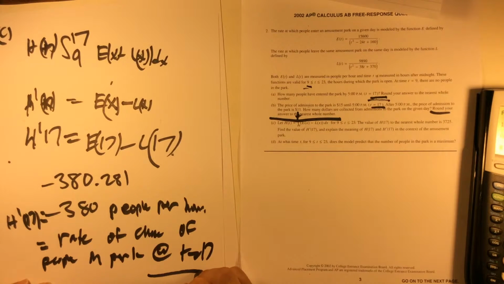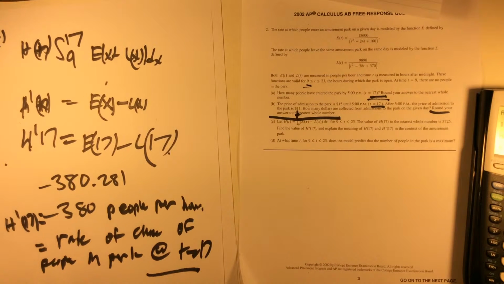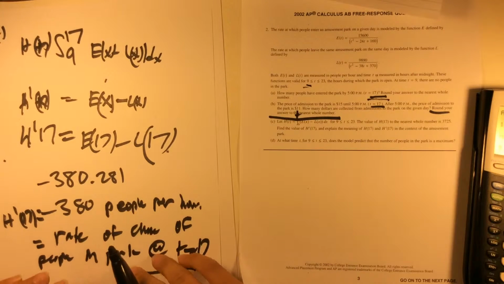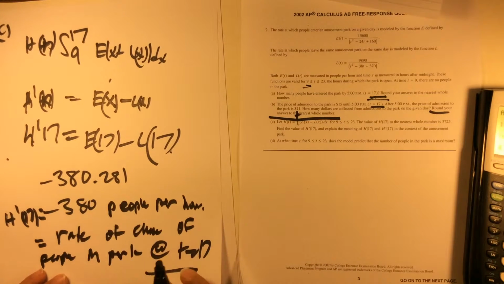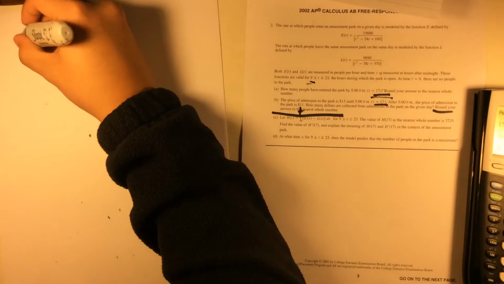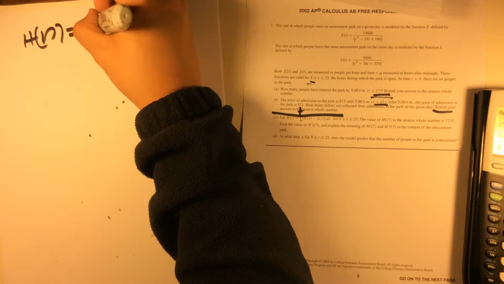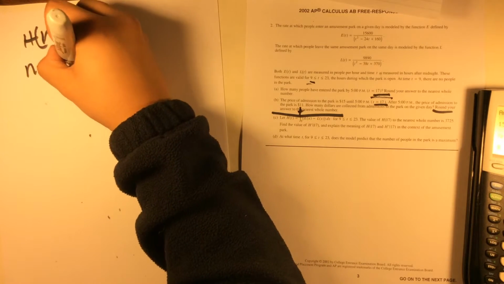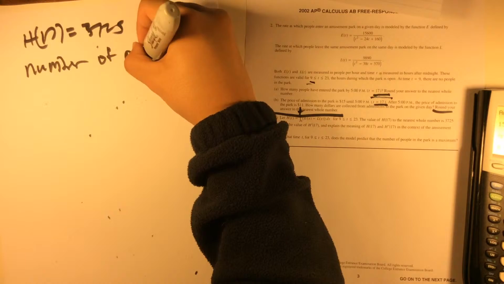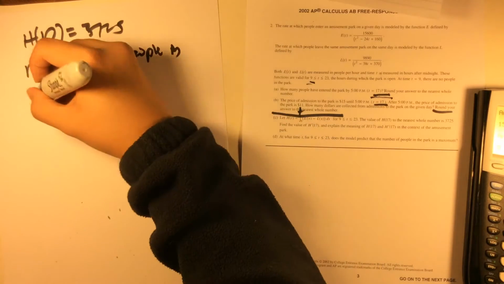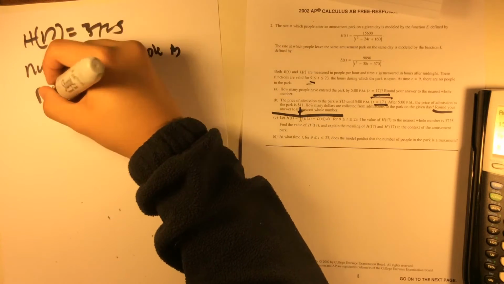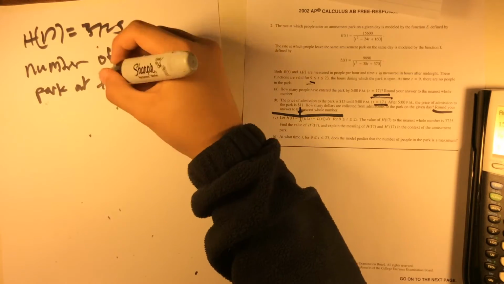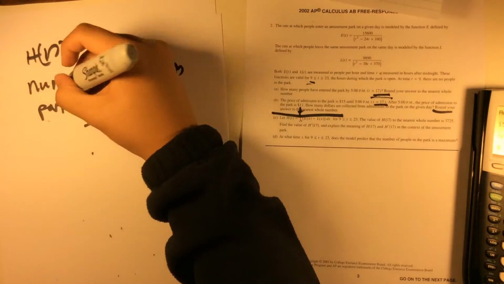This t of 17 is very, very important. This is probably the only tricky part in the question. Referencing t of 17, you will lose a point if you do not reference this one. And this would also get you a point. And H of 17, which equals 3725, you need the meaning of that, which is the number of people in the park at t equals 17, and this is very important. You lose a point if you do not reference it.